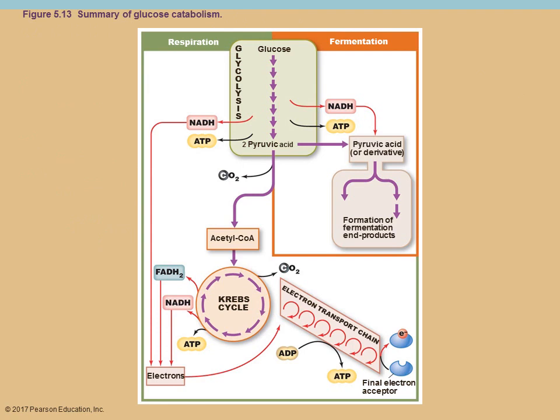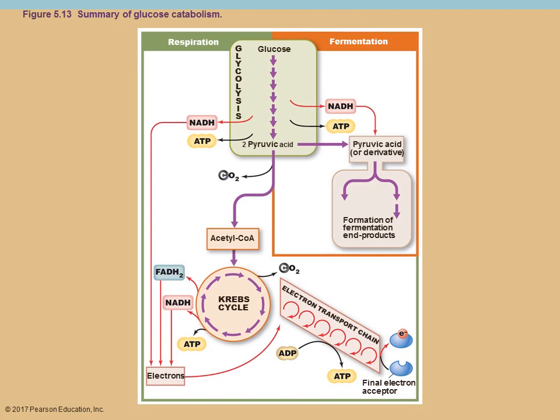In this summary sheet, it's comparing the two, and we're going to look at each of these in detail. You have respiration and you have fermentation. Both of them are going to start with glucose. In a series of steps called glycolysis, you will take glucose and break it down. Glucose is a 6-carbon sugar. You break it down in glycolysis and you end up with 2 pyruvic acids. Pyruvic acid is a 3-carbon compound.